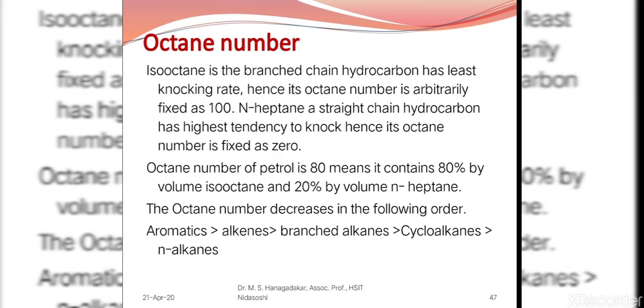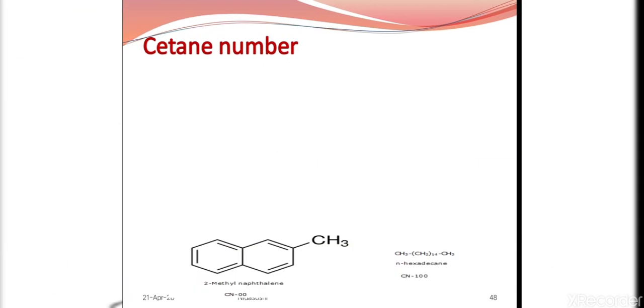Aromatics have more octane rate as compared to alkenes. Alkenes have more octane value as compared to branch chain alkanes. And branch chain alkanes have more octane value as compared to cycloalkanes, and cycloalkanes have more octane value as compared to normal alkanes.